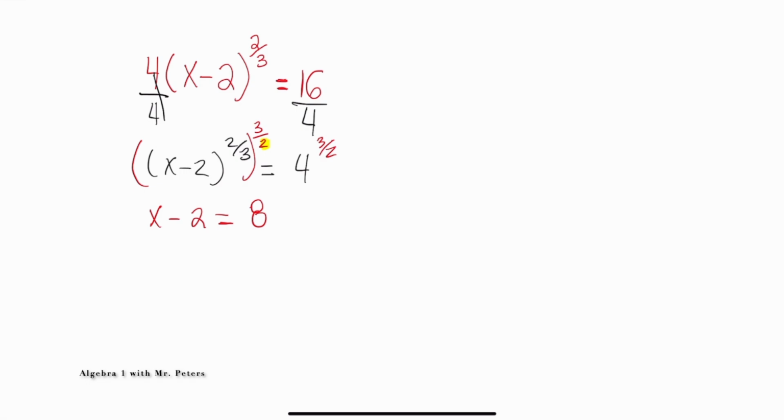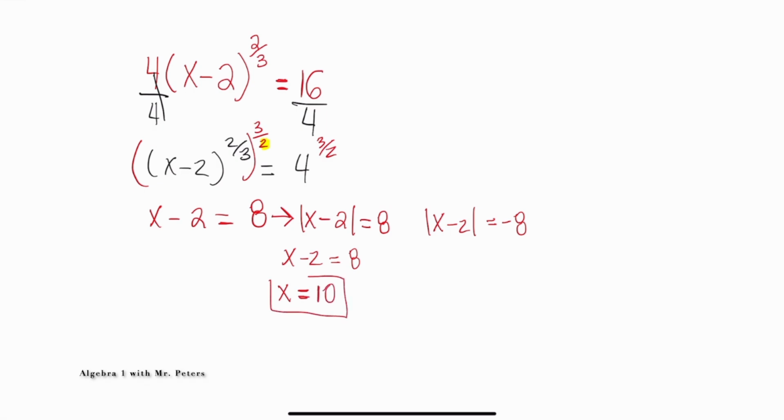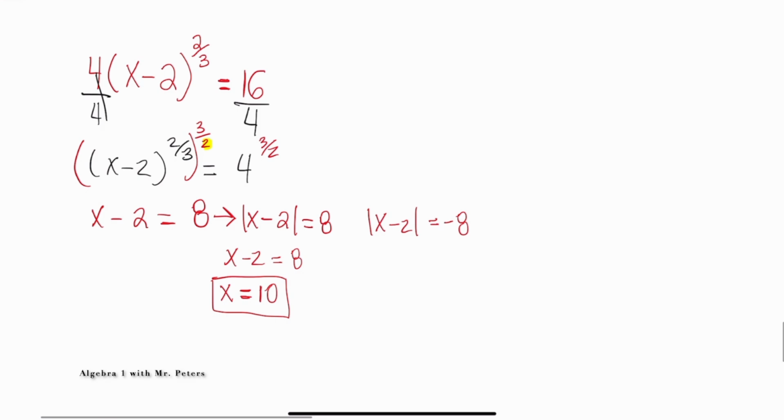So now at this step, this is when we create our absolute value equations. We have the absolute value of x minus 2 is equal to positive 8, and we have the absolute value of x minus 2 is equal to negative 8. So when I drop the bars now and we solve, after we add 2, x is going to be equal to 10. And then in the second expression, once we drop the bars and solve, we know that x is going to be equal to negative 6.